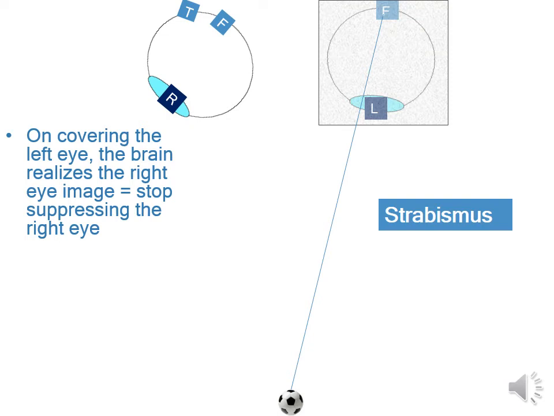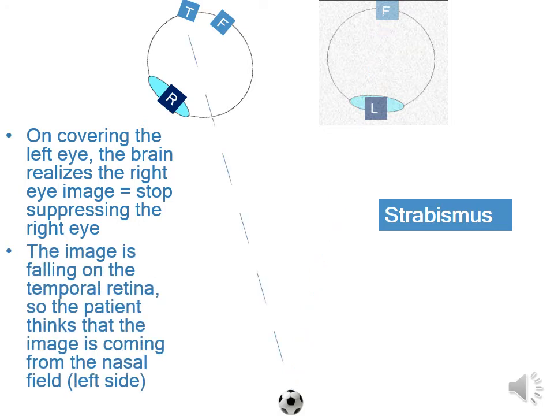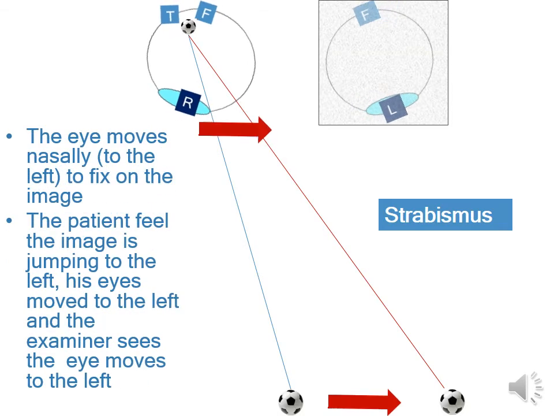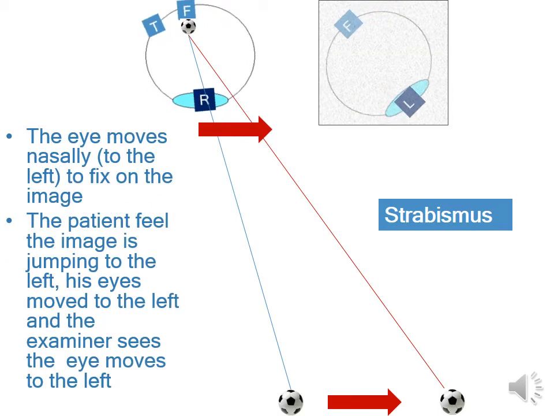When the left eye is covered, the image in front of the patient disappears. The brain realizes the image of the suppressed eye. The image of the suppressed eye is falling on the temporal retina. The brain projected it to the nasal field. So the brain suddenly feels that the image that was in front of him disappeared and moved nasally. So the eyes will move nasally to look at the image. If you ask the patient, he will tell you that the image jumped nasally and that he moved his right eye nasally to look at the object as it shifted its position.